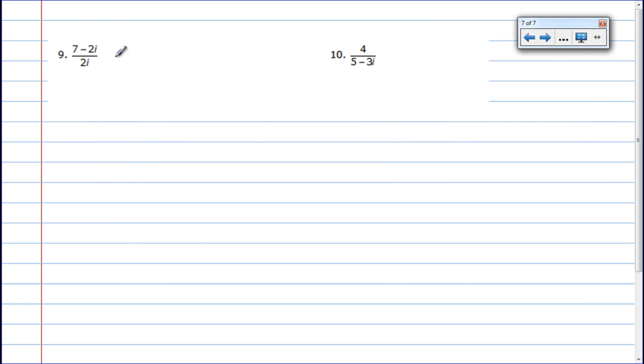So we'll simplify two more. 7 minus 2i divided by 2i. We got to simplify that. The 2i in the denominator, and I don't want to have an imaginary down there. It's not simplified if there is. And so I'm going to multiply both parts by 2i.